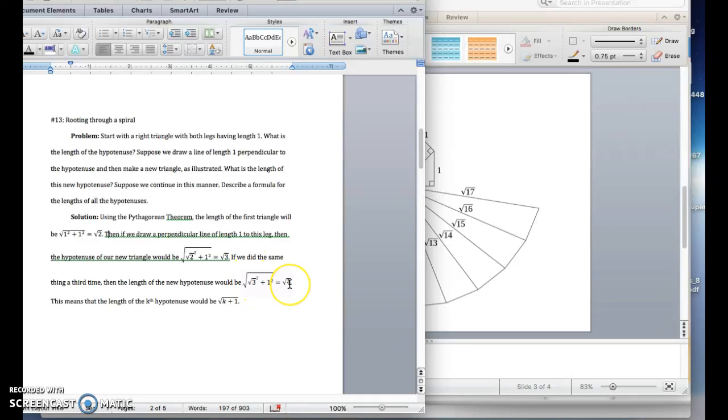Would you look at that? That's square root 4, which technically is just 2, but we'll leave it as square root 4 for the sake of consistency. And I think it's pretty easy to see the pattern of what's going on.